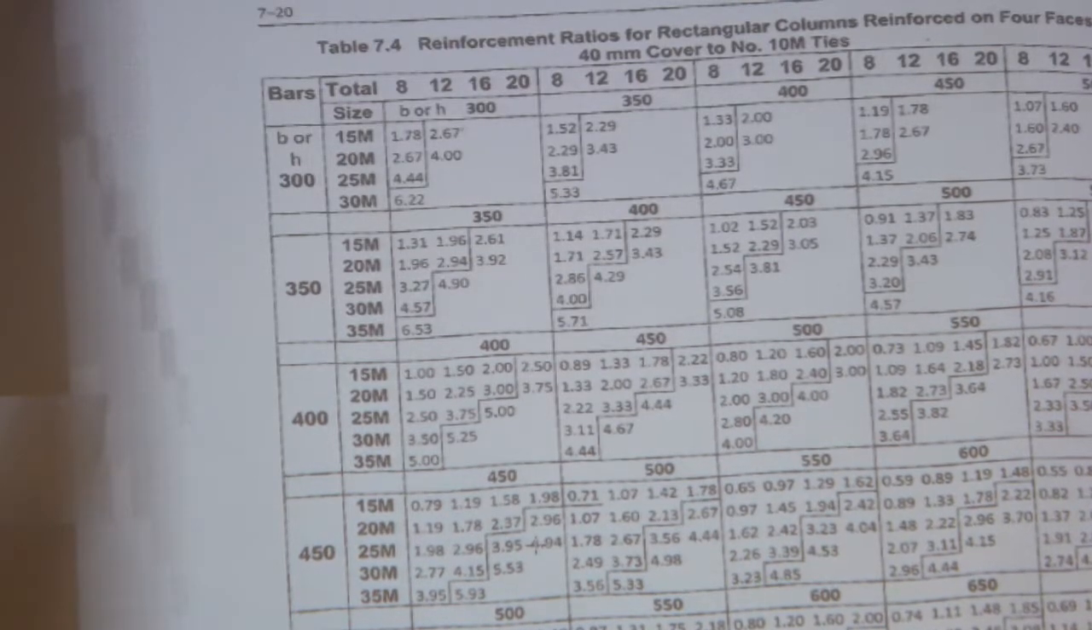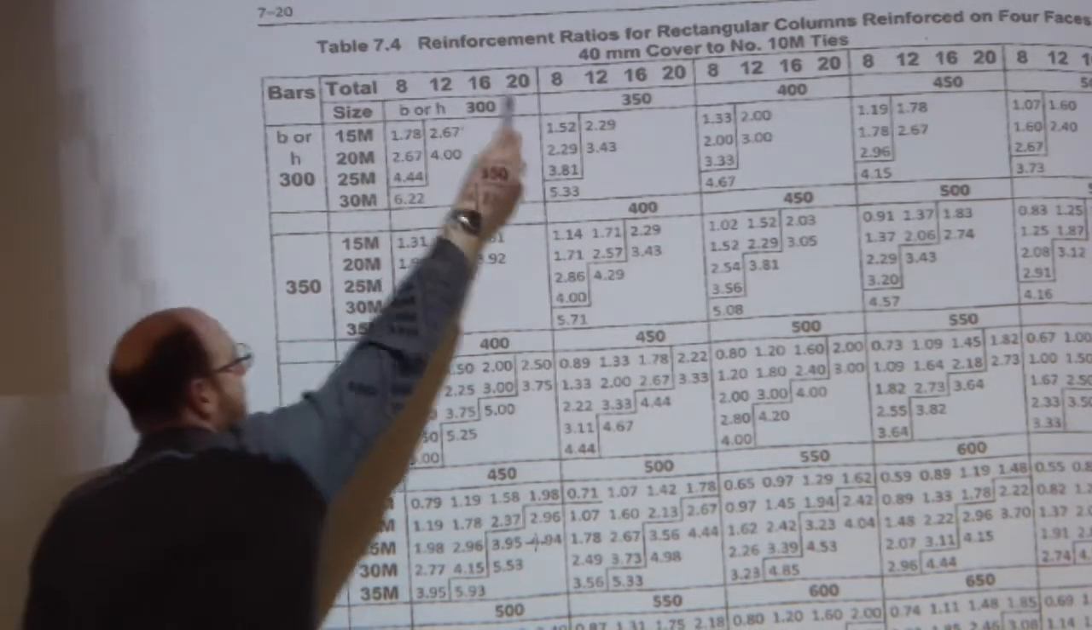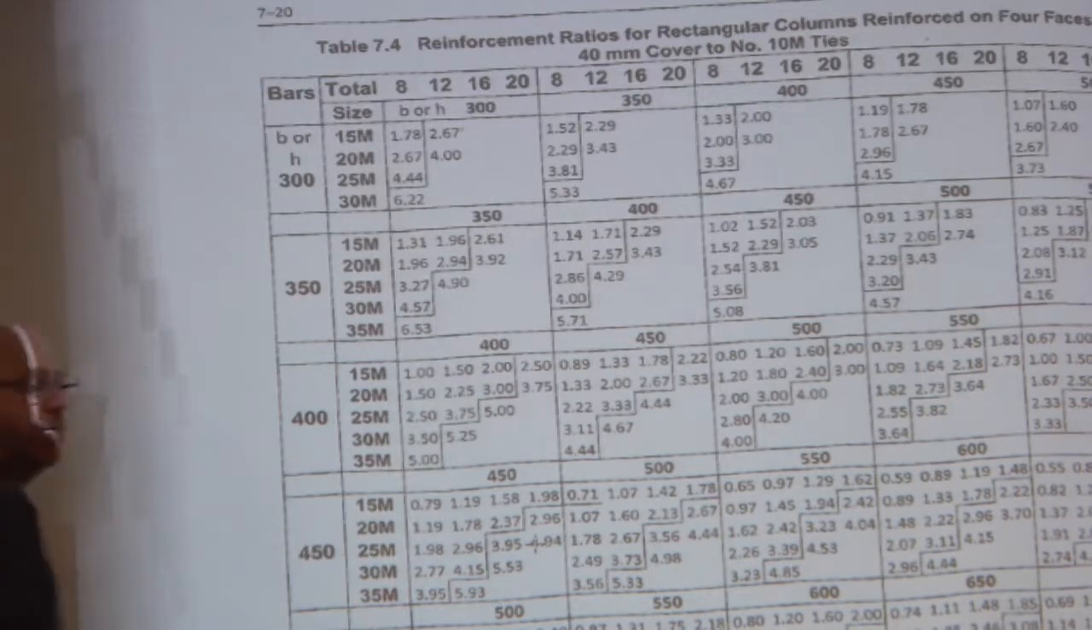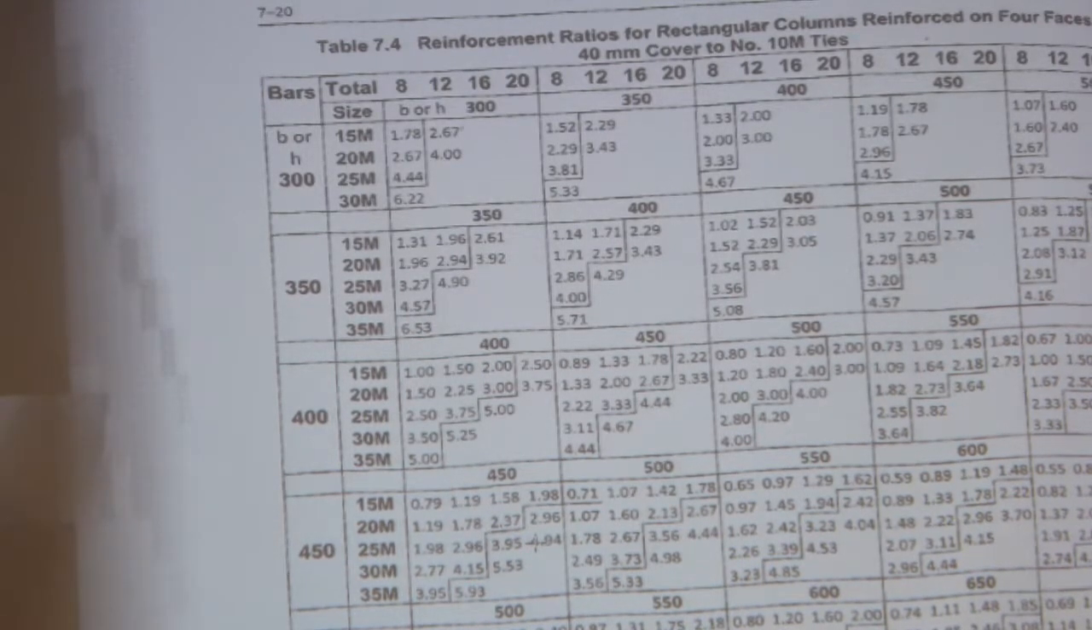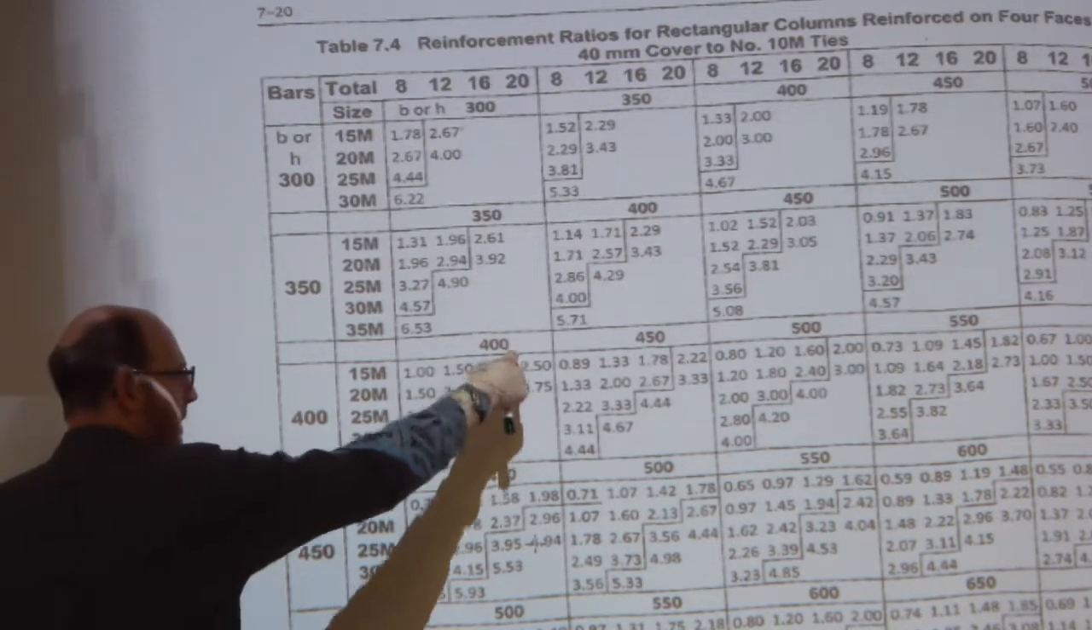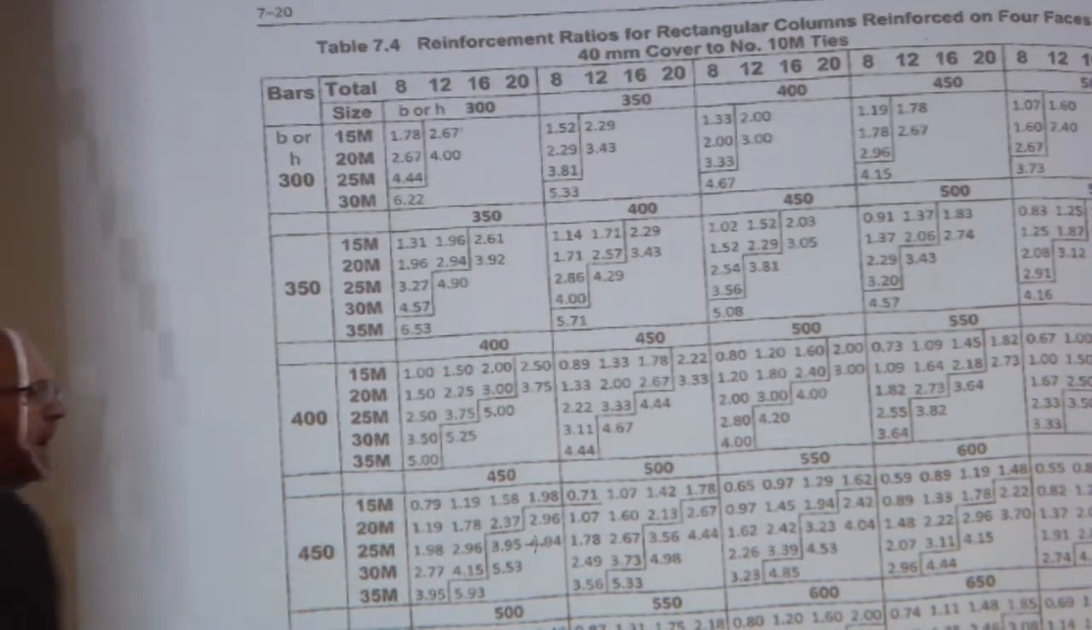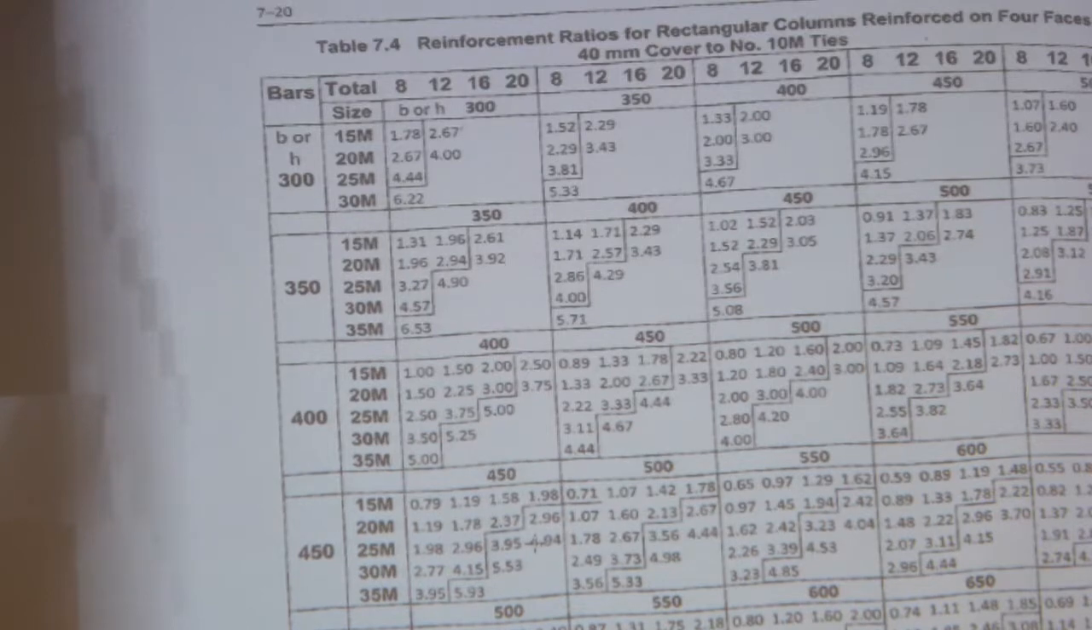Obviously with a small column size, I'm not going to be able to put in 20 30M bars. You just can't physically fit them in there. So that's why there are parts of the tables that are left blank. There is also this little line that you see coming across here, and for the most part, we don't need to worry about that line too much.